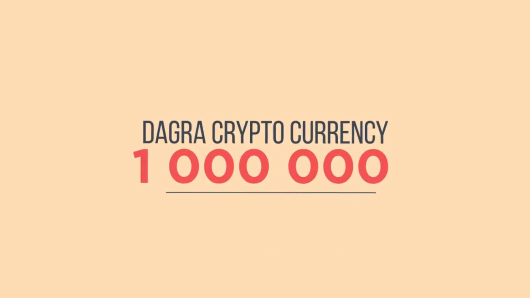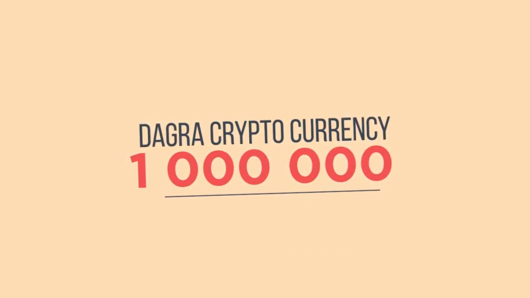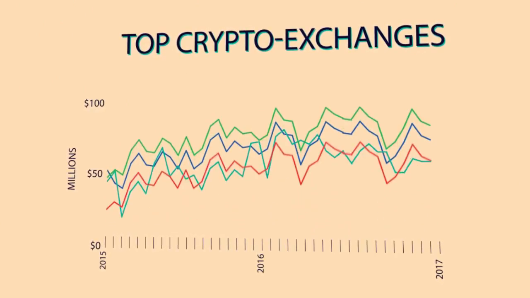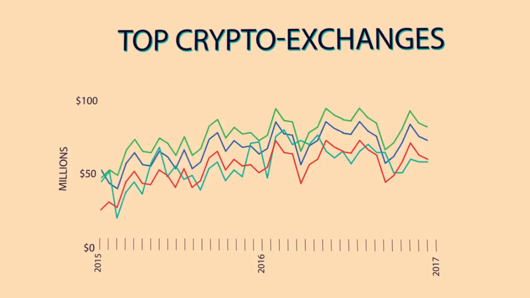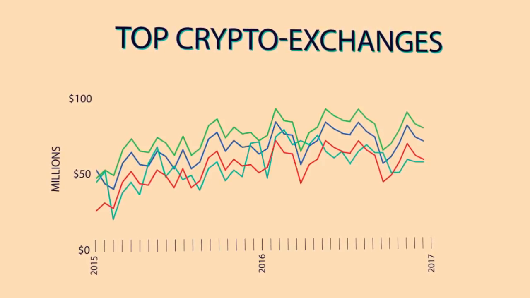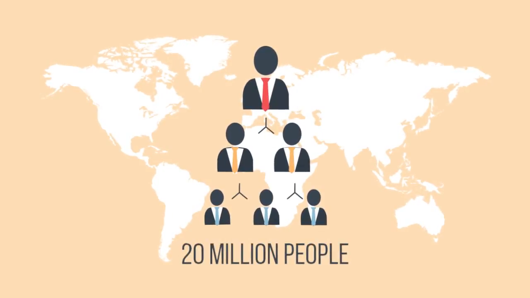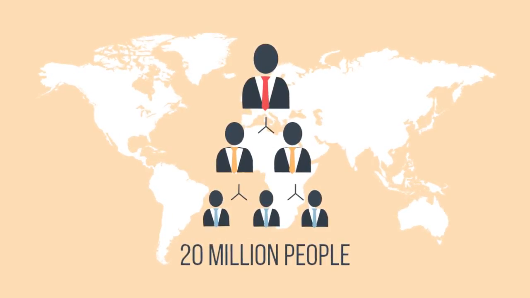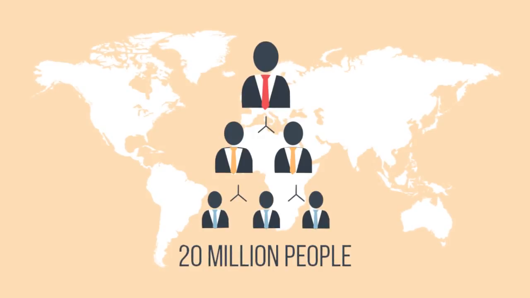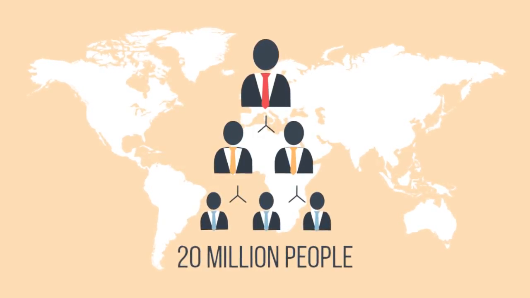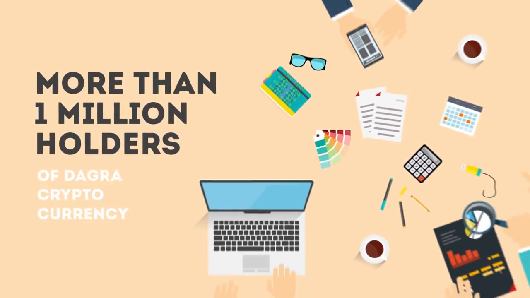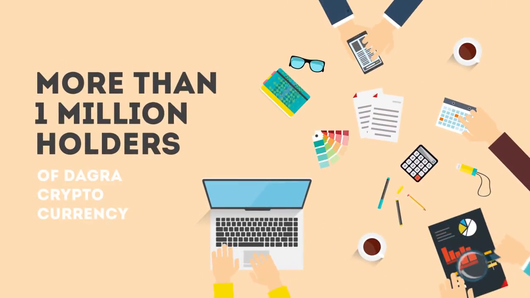For this purpose, the company DagrSol Searching Engine Inc. has allocated 1 million DAGRA cryptocurrency. This will be traded on all top crypto exchanges, and they will easily be exchanged for any currency. This means that next year the first 20 million people will have the opportunity to become minority shareholders of a large decentralized IT corporation. And there will be more than 1 million holders of DAGRA cryptocurrency.